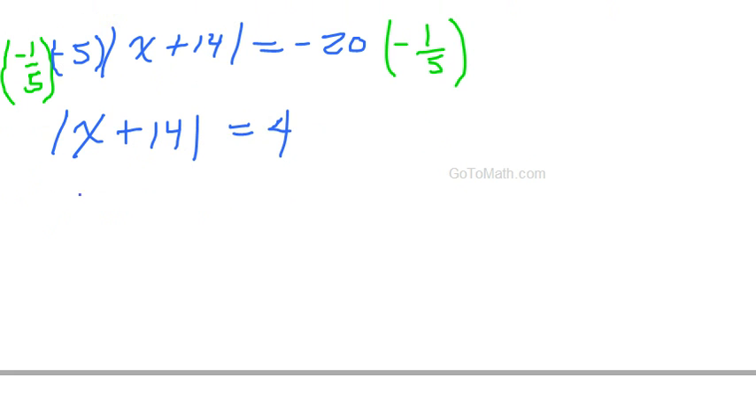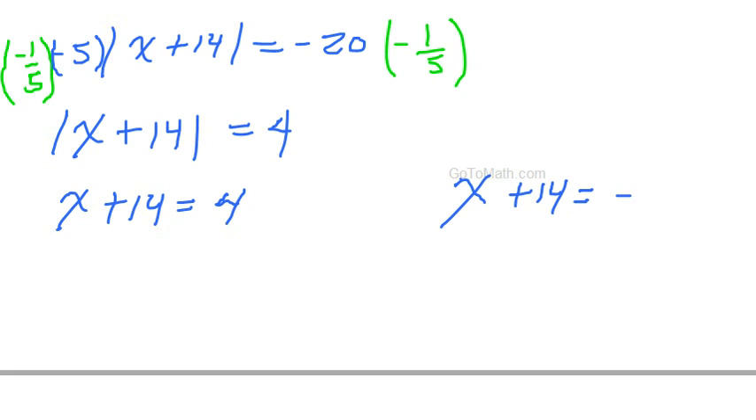Now we can go ahead and drop the absolute value signs. So we have x plus 14 is equal to 4, and of course we're going to rewrite this again, x plus 14, except this time we're going to multiply the other side by negative 1, and that gives us negative 4. So now we have two equations, and we want to solve and find the solution for both of these equations.